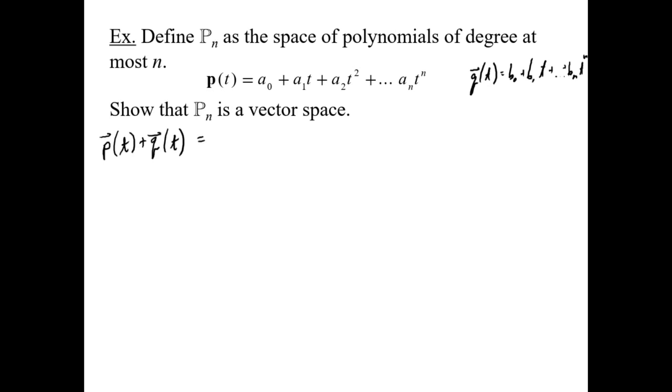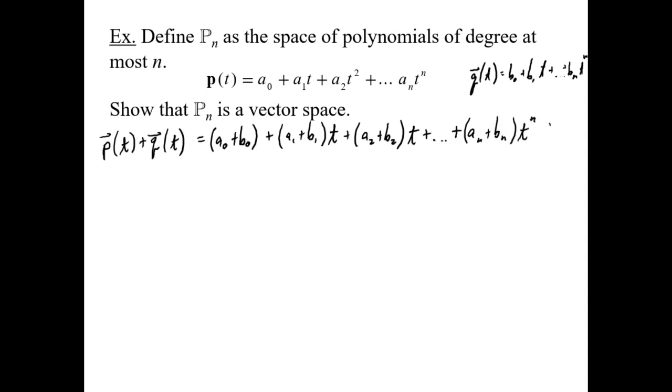So if I add these together, I'm going to combine corresponding parts. So it'll be a naught plus b naught, and then the t's will be a1 plus b1 times t, and then a2 plus b2 times t squared, and then the last term will be an plus bn times t to the n. And that is certainly an element of Pn. Okay, so that works. So this is closed under addition.